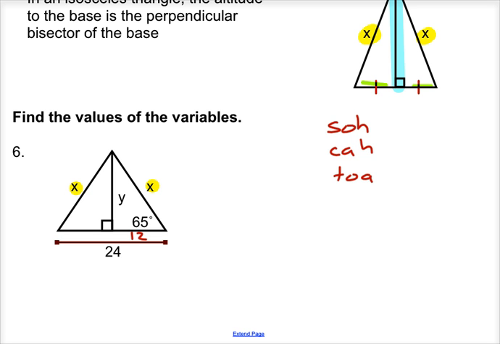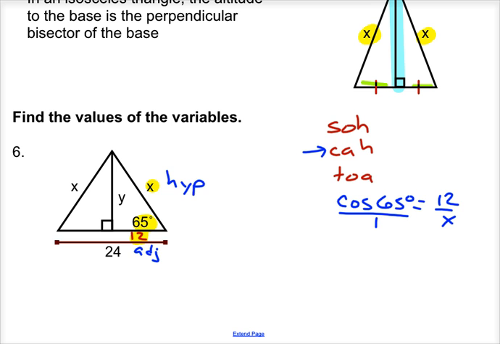Let's try to find the x value first. And I know that I have to deal with the 65-degree angle. The only side length I have is 12. So from the 65-degree angle, 12 happens to be adjacent. X happens to be the hypotenuse. So if I have adjacent and hypotenuse, I'm going to deal with the cosine. So I can set up the cosine of 65 degrees equals the adjacent over the hypotenuse, which is 12 over x.